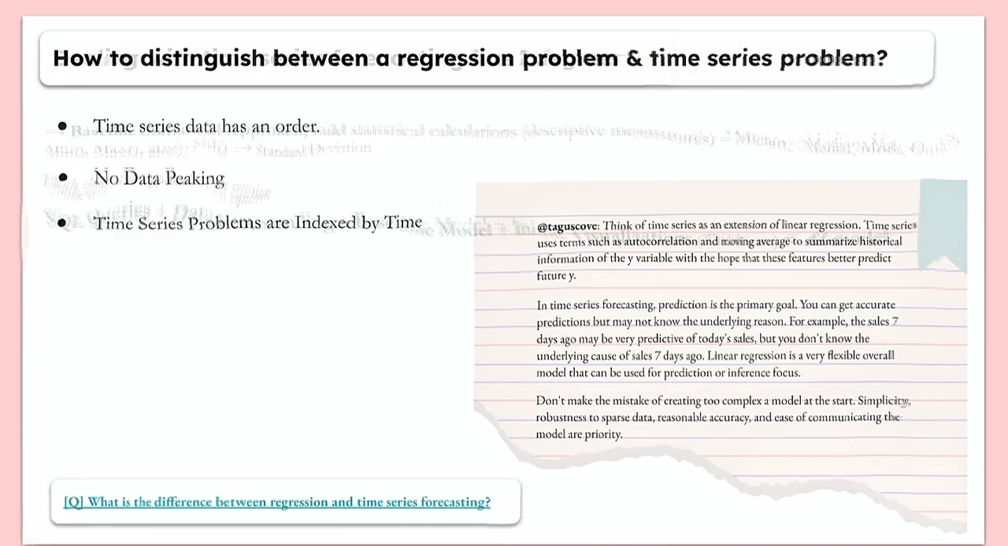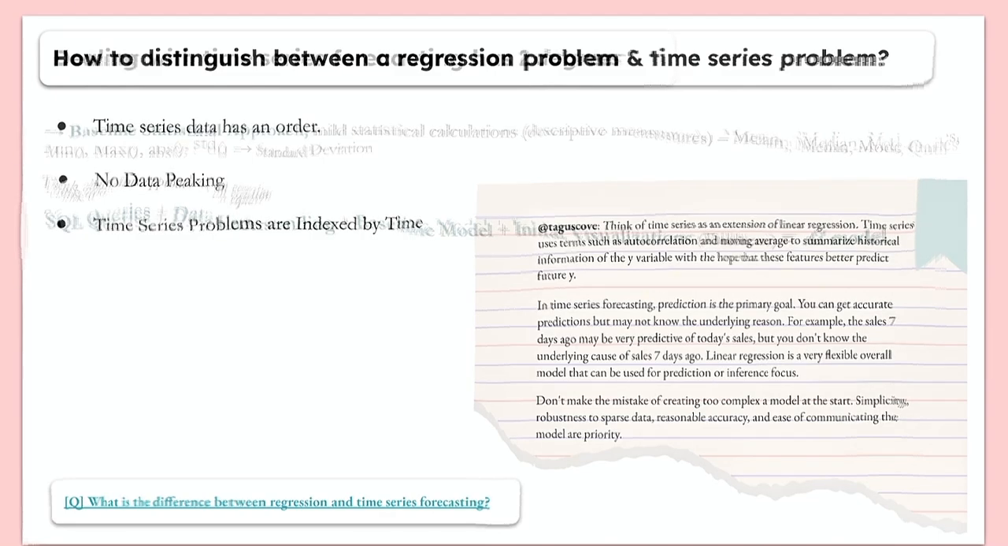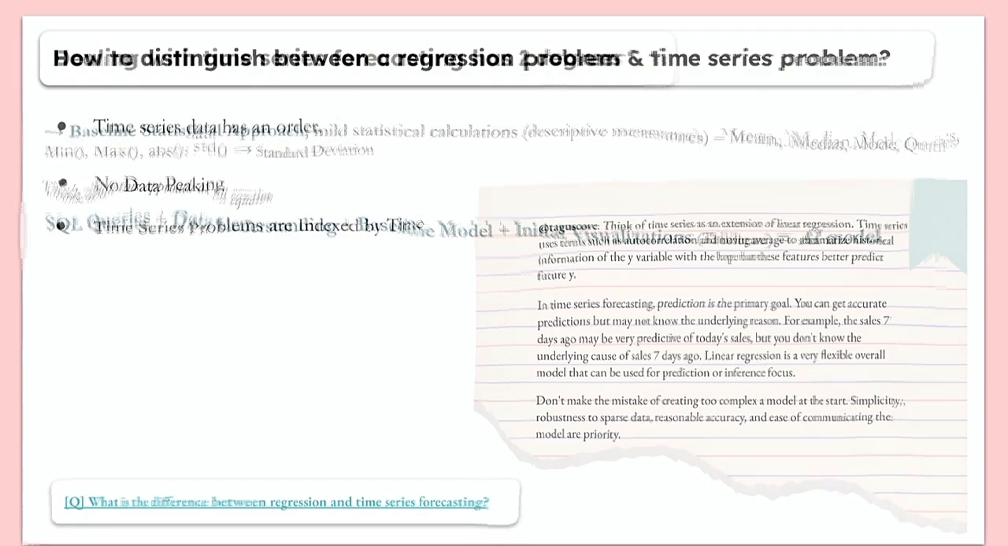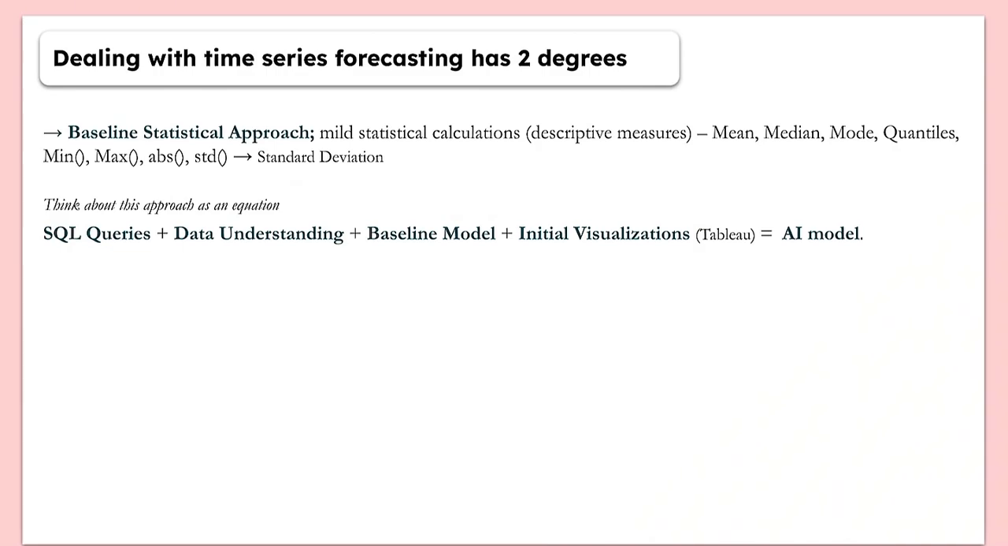Time series uses terms such as autocorrelation and moving average to summarize historical information in order to predict future Y, the variable, aka target response. In time series forecasting, prediction is the primary goal. You can get accurate predictions but may not know the underlying reason. For example, if we have the sales for the past 7 days, we can get very predictive sales, but still we don't know the underlying cause of the historical 7 days of data.